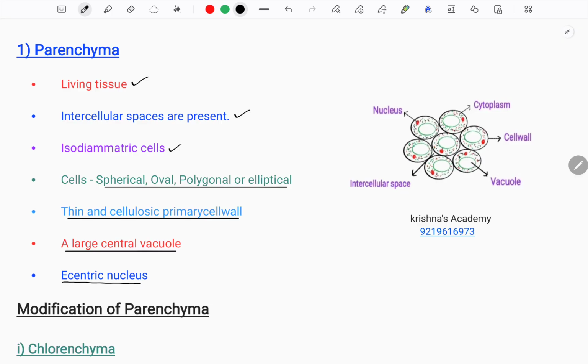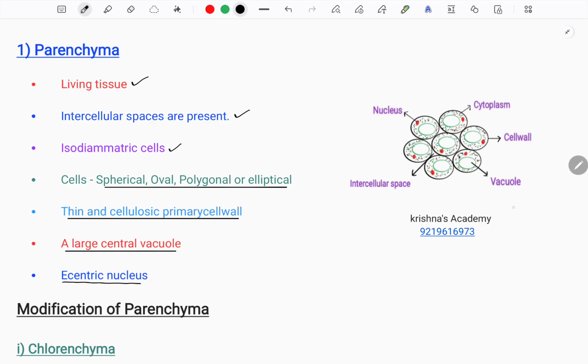What is the meaning of eccentric nucleus? When a large central vacuole is formed, it occupies more than 90% volume of the cell. That's why the cytoplasm and nucleus get shifted towards the periphery. They are not located or present in the center of the cell. This condition is called the eccentric nucleus.